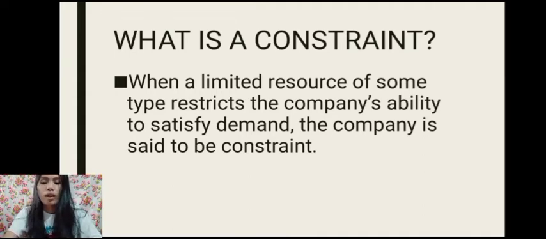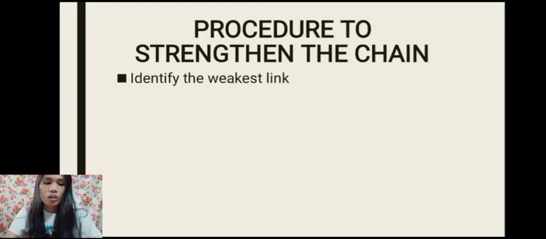So in a business process, such as the process for serving surgery patients, it is like a chain. Kasi diba sa chain, para hindi maghiwalay or ma-break, kailangan mong mag-focus sa weakest link sa chain. So clearly, focusing your effort on the weakest link will bring the biggest benefit. So these are the procedures to strengthen the chain. First, identify the weakest link. So sa example natin, the constraint or the weakest link is surgery.